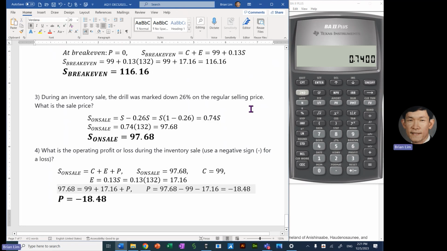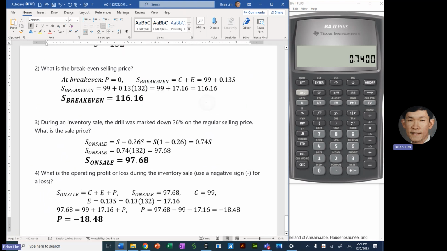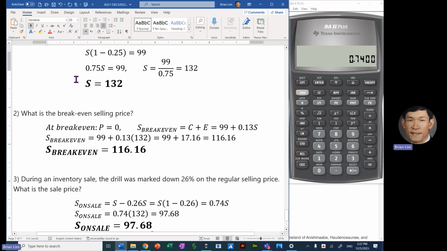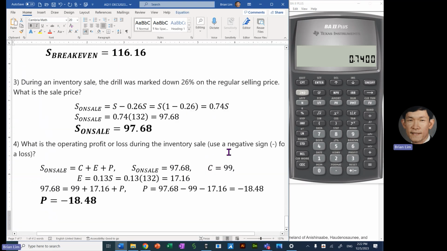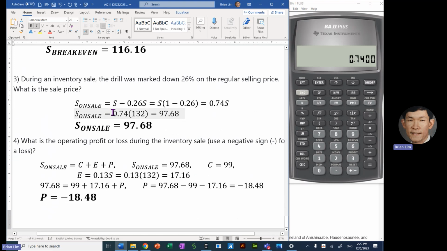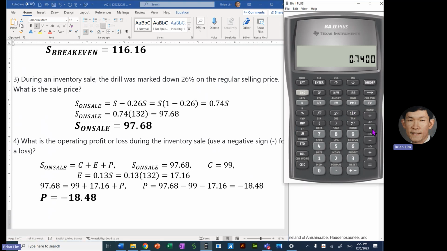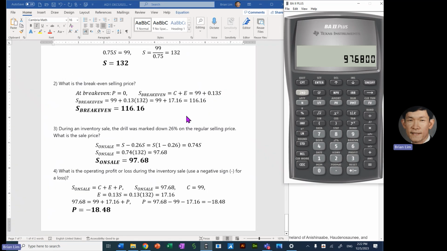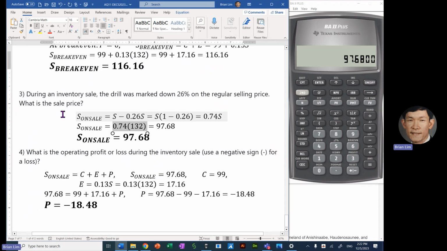Now we know the selling price, the regular selling price, and it is right there, which we calculated previously, $132. So we insert the number in this expression and we put 0.74 times 132. So we have the 0.74, we multiply by 132, and we get the answer of $97.68, which we see right here.